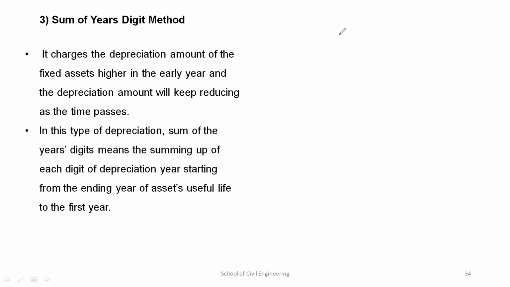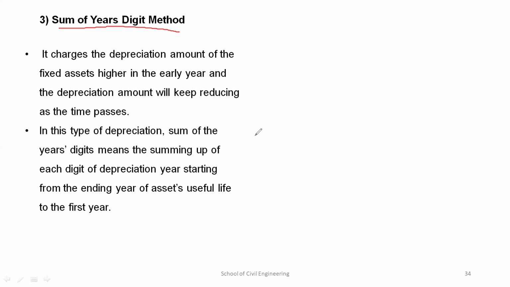Today we will start with the third method of depreciation, that is the sum of year digit method. See here what happens, as the name itself suggests, sum of years digit, which means every equipment or every instrument has its useful life.